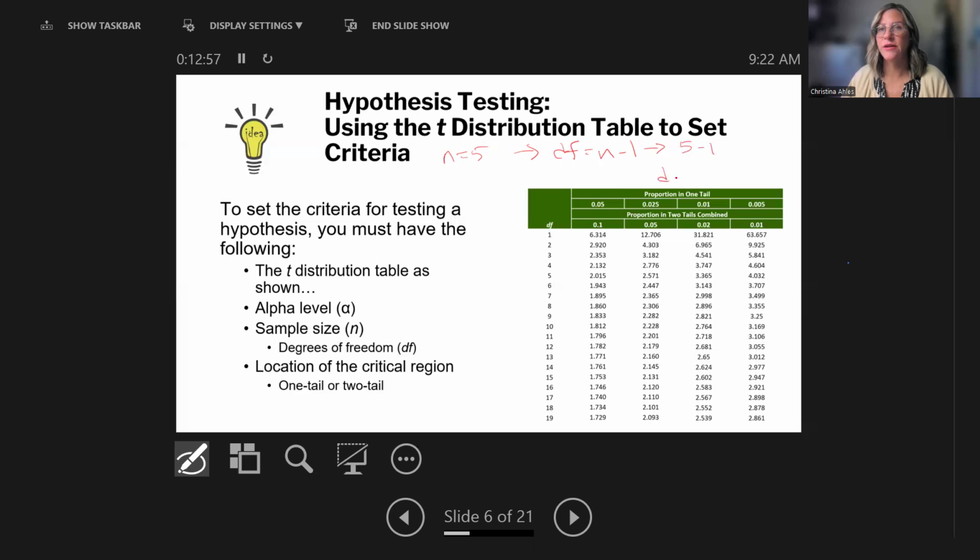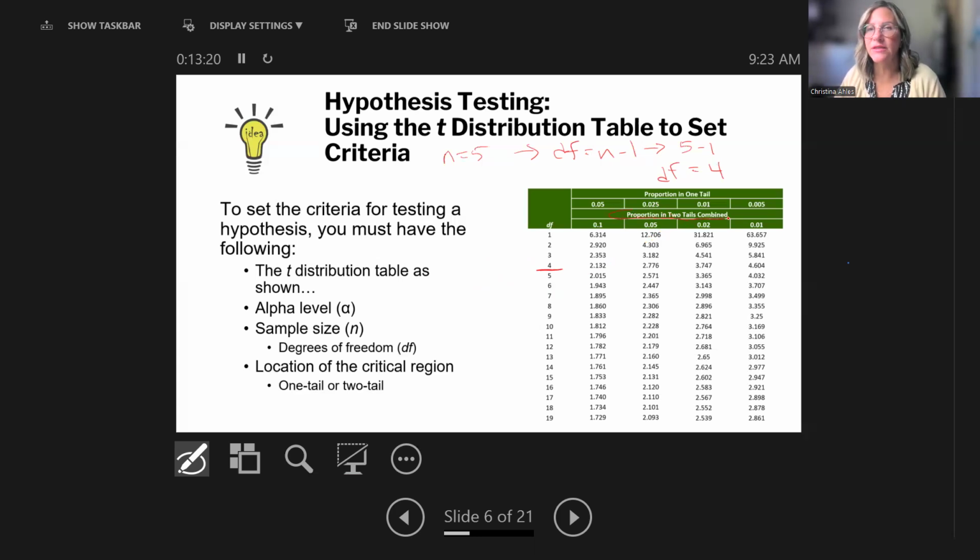So our degrees of freedom would equal 4, right? So we're going to look here at 4. Here's our degrees of freedom. But now we need to know, okay, what's the alpha level? And is it one tail or two tail? So let's say it's two tail and 0.05. You'll notice right here it says proportion and tails combined.